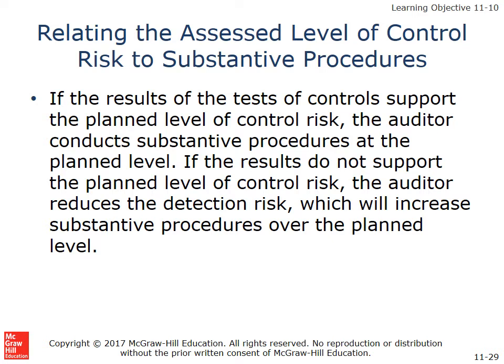If the results do not support the planned level of control risk, so there's more control risk than we originally thought, the auditor is going to reduce the detection risk. We don't want a lot of detection risk. This will cause more substantive procedures to be included in the audit. So the next part of this really comes out of what did you find during your control tests and those assertions.